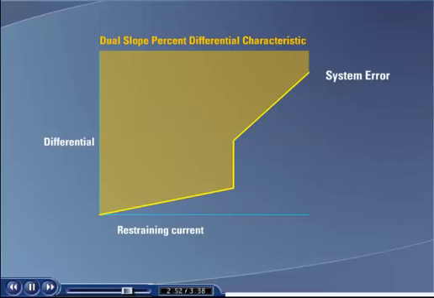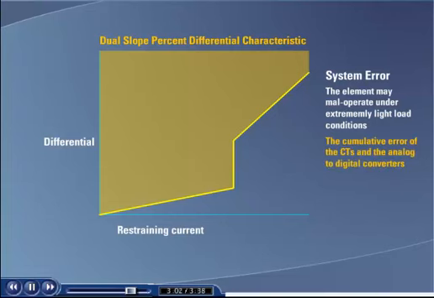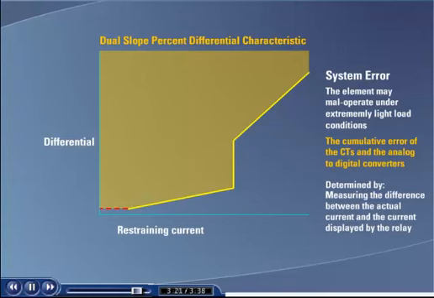System error. Under normal operating conditions, it was found that the element could maloperate under extremely light load conditions due to system error. System error is the cumulative error of the CTs and the analog-to-digital converters within the relay. The total of this error is typically very close to the rated CT error. To eliminate the possibility of maloperation under such conditions, the element has a setting for the minimum differential error to cause operation. The system error would be determined by accurately measuring the difference between the actual current and the current displayed by the relay. The actual difference is called the system error. This value would then be entered into the element, resulting in the final operating characteristic appearing as shown. Currents below this level will block the element.